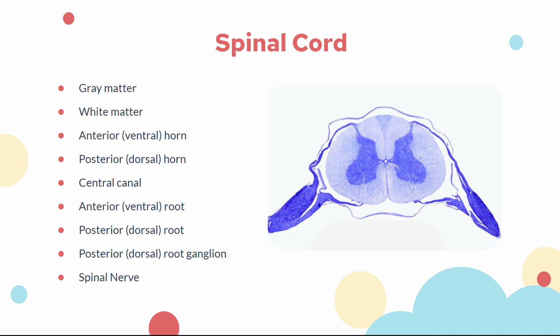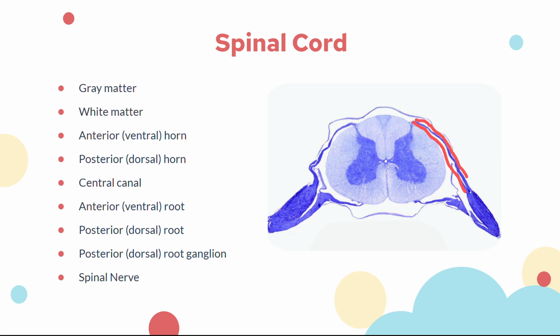And then here we have our central canal right here in the middle. This little circle right there is our central canal. And then our anterior ventral root is this section right here. This would be our anterior ventral root. So out of these two, the one that looks thinner is your anterior root, and then your posterior root is the one right above.